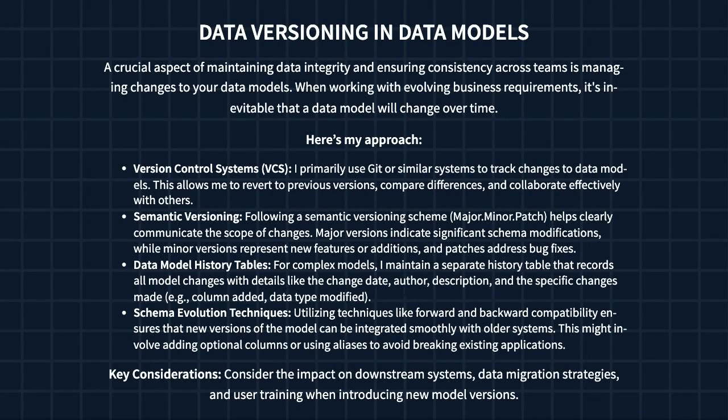Okay, so let's talk about how we handle changes to our data models. It's super important for keeping things consistent. I always start by using a version control system like Git. Think of it like tracking edits to a document but for your whole model. Then I use semantic versioning, which is a way of numbering releases that tells you exactly what's changed. Major changes mean big shifts, minor changes add features, and patches are just bug fixes.